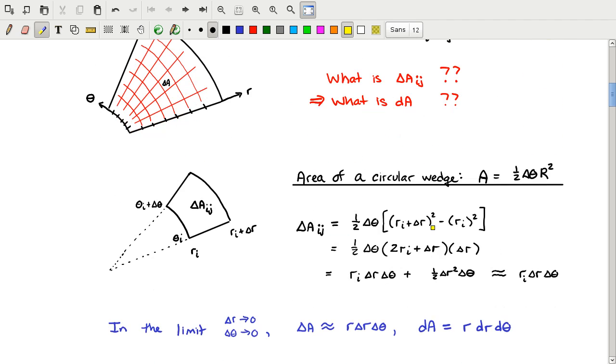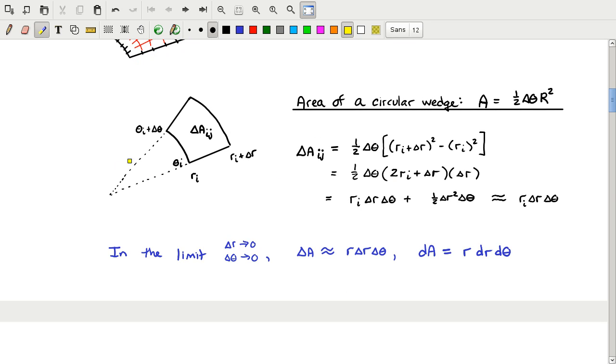So let's think about this in more detail. Here we have a region of just this type, a small change delta theta in theta and a small change delta R in R. And we actually have formulas that we can apply for this kind of area. The area of a circular wedge, that would be the whole region here, is given by the formula 1/2 delta theta R squared, where R is the outer radius and delta theta is this interval here in theta.